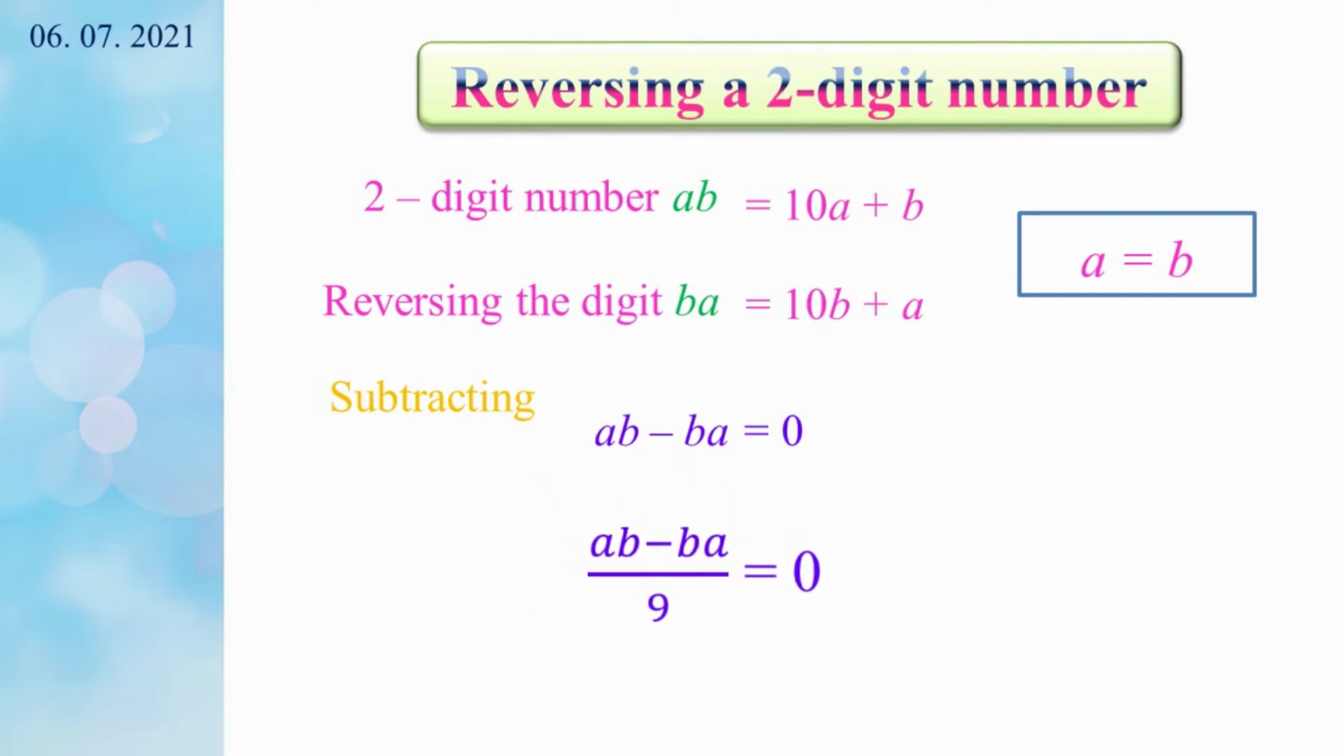AB minus BA divided by 9 will get 0. Thus the difference of any two-digit number AB and the number BA, obtained by reversing its digits, is completely divisible by 9, and the quotient is the difference of the digits. The difference of the digits is A minus B, and the quotient is 9.